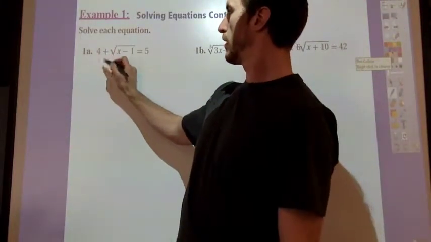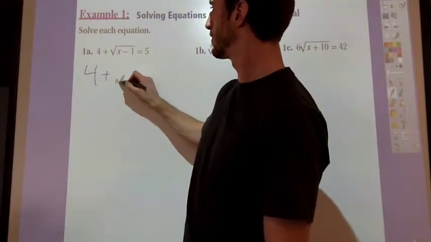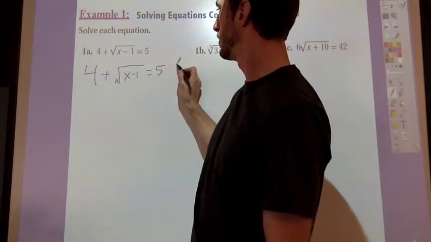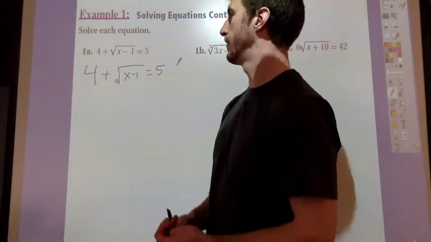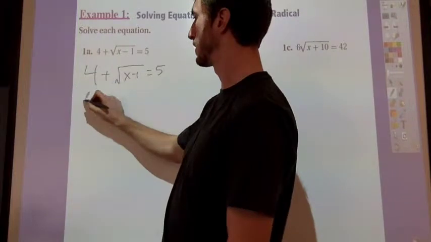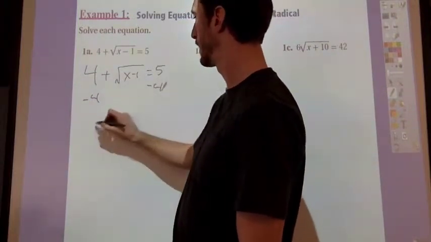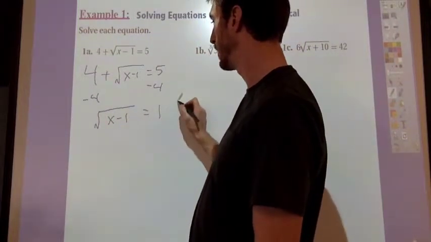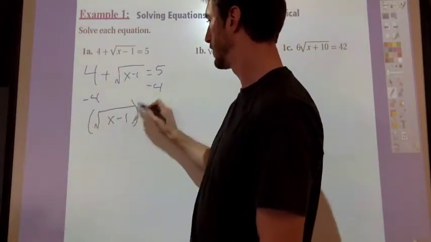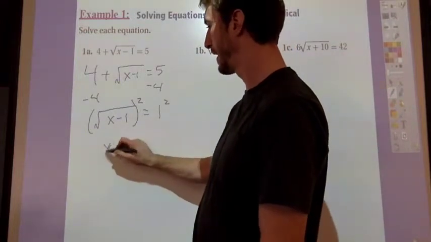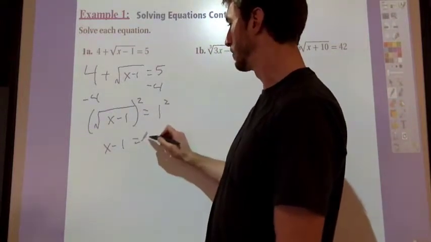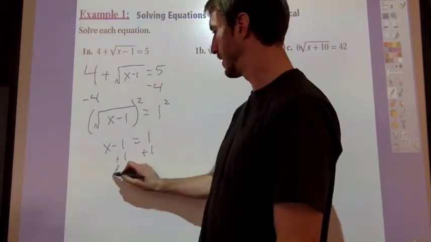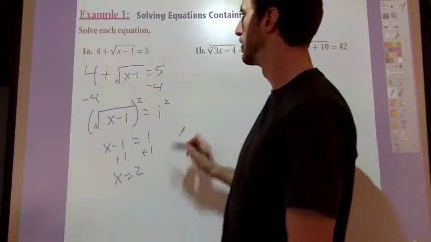So I've got, I'll rewrite this, 4 plus the square root of x minus 1 equals 5. So once again, I'm going to take care of the stuff outside of the radical first. So I'm going to subtract 4 from both sides, and I get the square root of x minus 1 equals 1. And then I'm going to square both sides to get rid of that radical, and we get x minus 1 equals 1 again. Add 1 to both sides, and I get x equals 2.